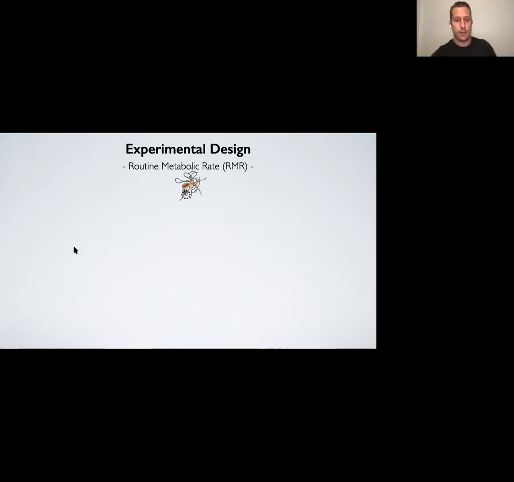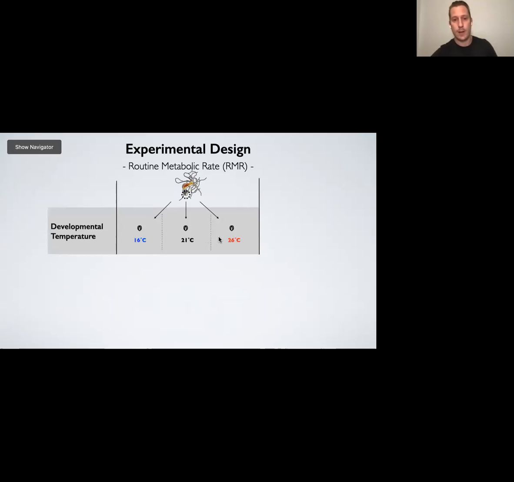But essentially for our experimental design, what I did is clone individual genotypes of these guys. So I cut off the very aboral end here with a razor blade. And I did this and developed clones at 3 different developmental temperatures: 16, 21, and 26 degrees Celsius. I then grew them under common garden conditions.